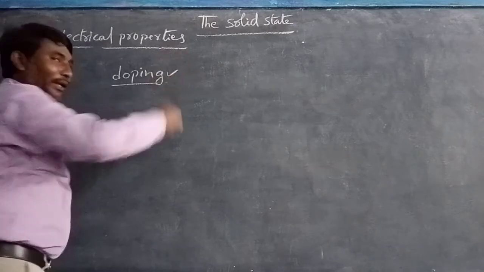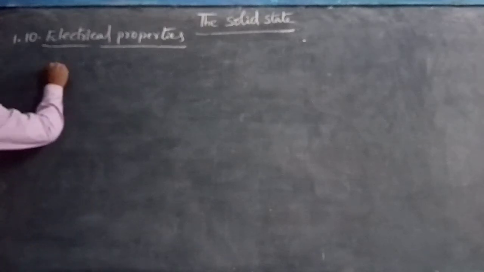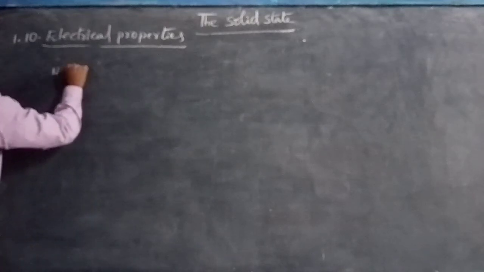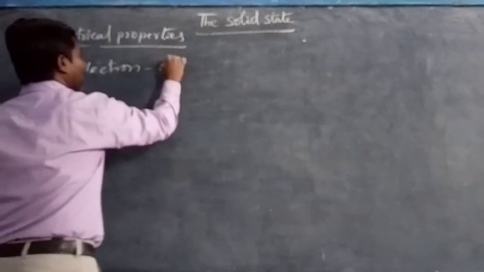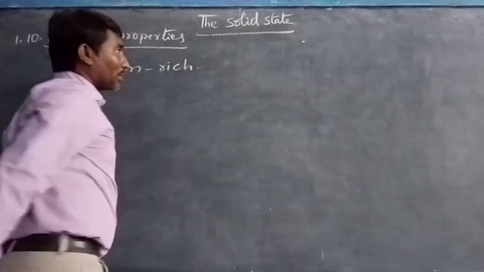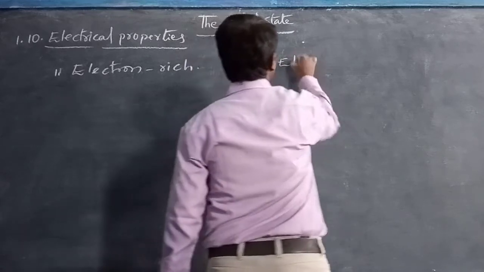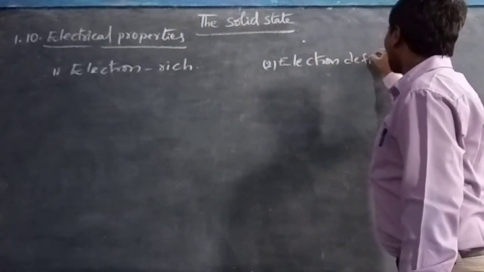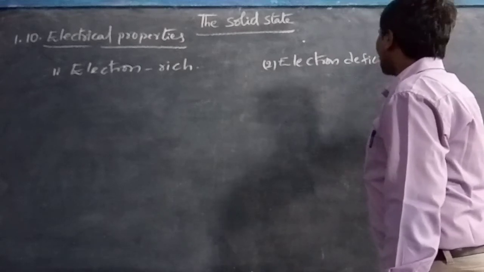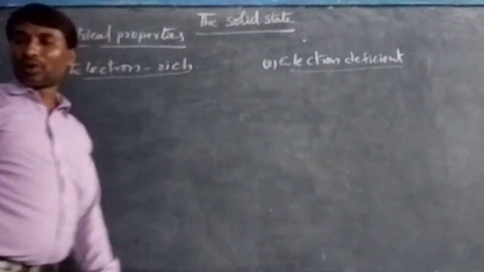That is called doping. Doping is of two types. One is electron rich doping, and another one is electron deficient doping. Electron rich doping and electron deficient doping.